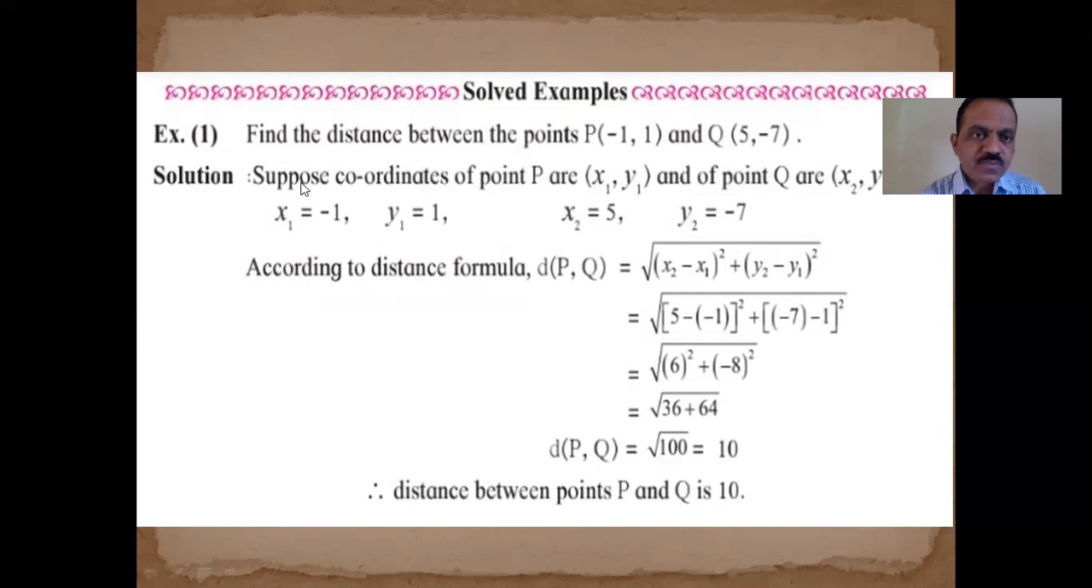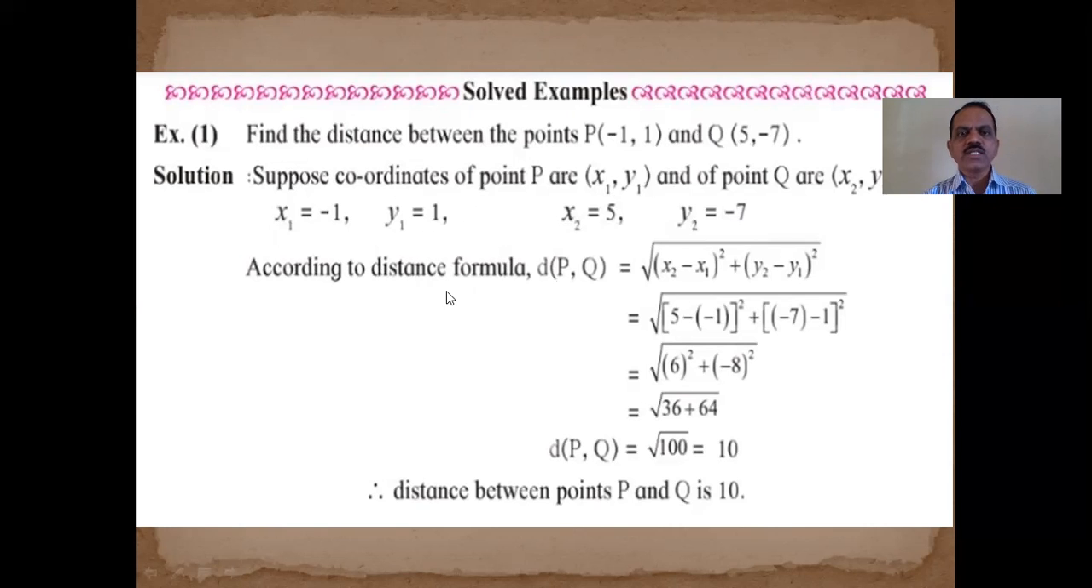Suppose the coordinates of point P are x1, y1 and the point Q are x2 and y2. Therefore, x1 is -1 and y1 is 1, and x2 is 5 and y2 is -7.